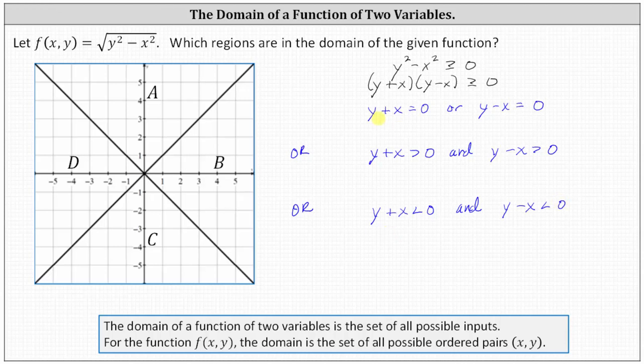Going back up to the top, for the first equation, let's subtract x on both sides, which gives us y equals negative x, or let's go ahead and add x to both sides, giving us y equals x. So all the points on these 2 lines would be in the domain of the given function. Let's go ahead and graph y equals negative x, which is a line with a vertical intercept of 0 and a slope of negative 1, which is this line here.